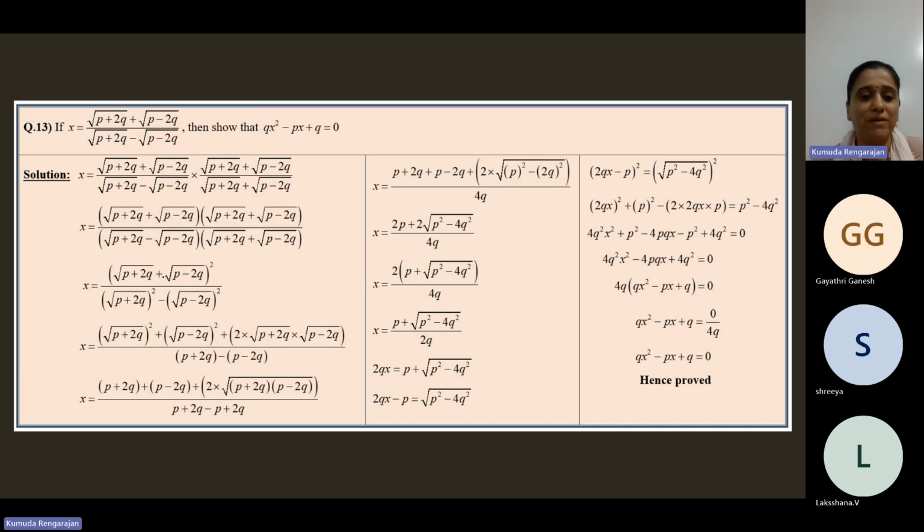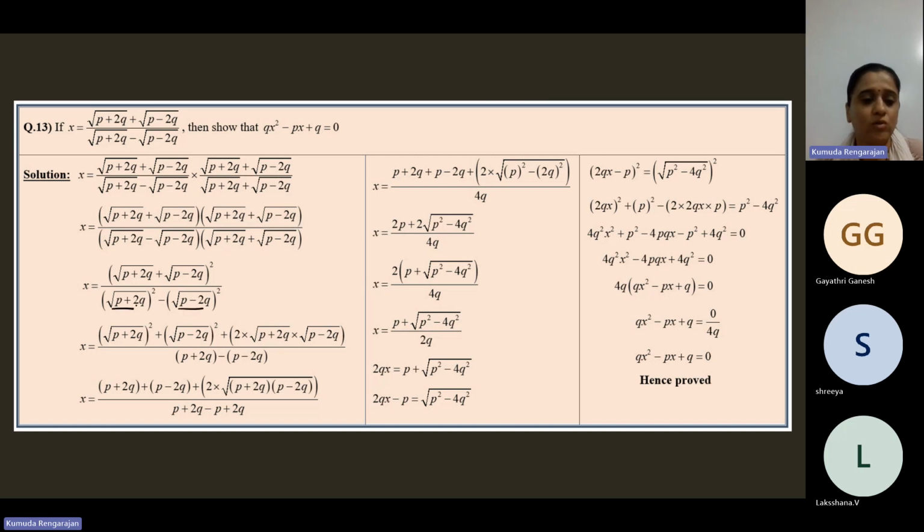Now the numerator is (a plus b) the whole square, right? So how do you expand that? a squared plus b squared plus 2ab, or a squared plus 2ab plus b squared. So here I've written a squared plus b squared plus 2 into a into b, where this is a and this is b. So we've expanded the numerator.